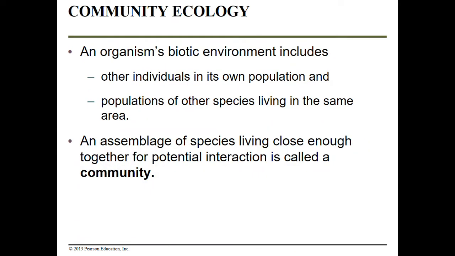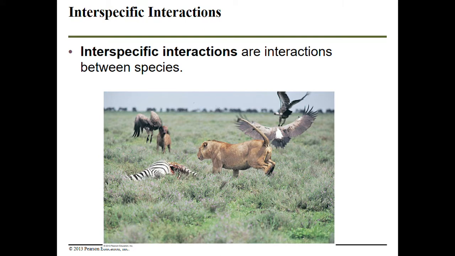Now onto community ecology, so species interacting, and we'll look at how they interact together. First, we have interspecific interactions that happen between different species. So inter means between specific species, and in this picture you can kind of see how different species are interacting with each other.